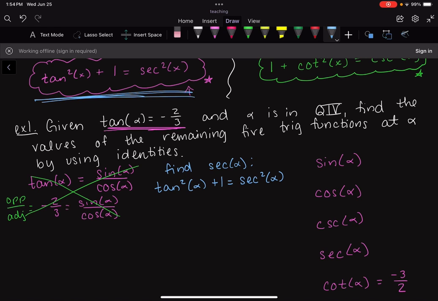Some students may also like if I write it like this first. Remember, this is the same thing as saying tangent alpha squared plus 1 equals secant alpha squared. And I talked about that when I first introduced the fundamental identity. So this would be negative 2 over 3 squared. The squared is already there, so I'm going to keep it in blue. All I did was replace tangent alpha because that's what it gave me. Then I have plus 1 is equal to secant alpha squared.